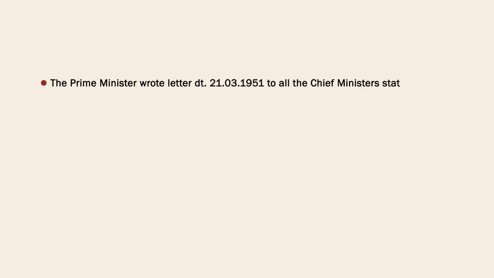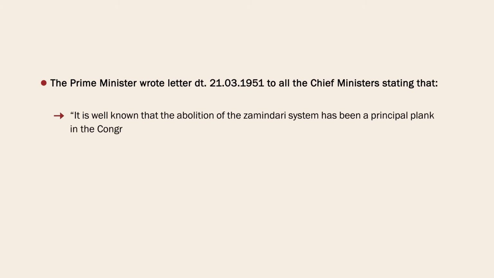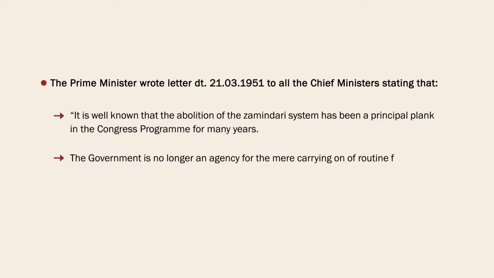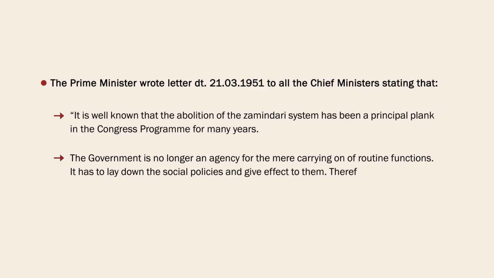This came as a major blow to the government, as it could not fulfill its promise of abolition of zamindars and land reforms. The Prime Minister wrote a letter on 21st of March 1951 to all the chief ministers, stating that it is well known that the abolition of the zamindari system has been a principal plank in the Congress program for many years. The government is no longer an agency for the mere carrying on of routine functions. It has to lay down the social policies and give effect to them.